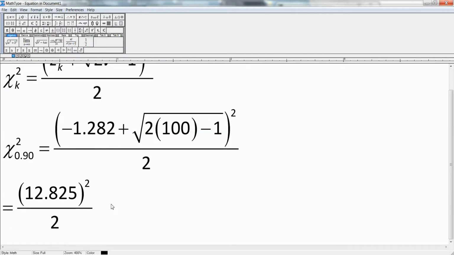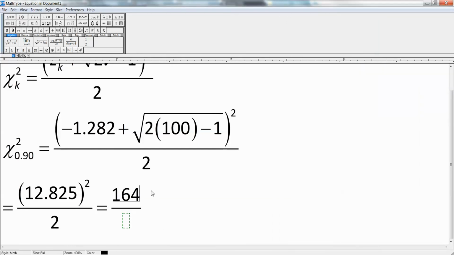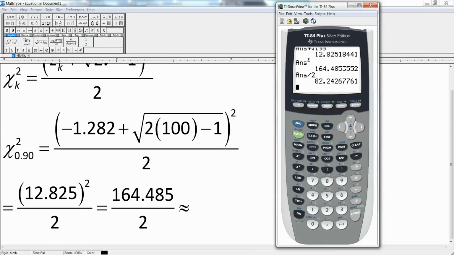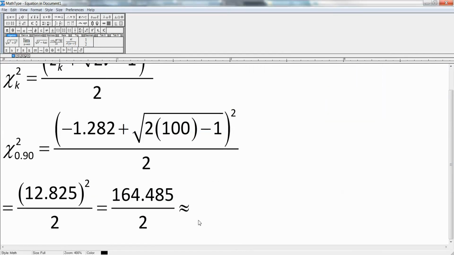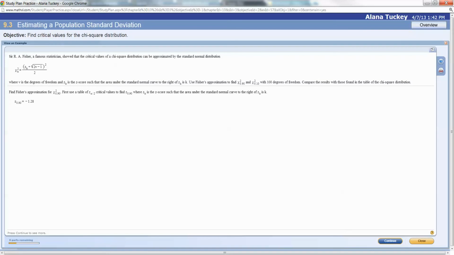So let's see, this was equal to 164.485 divided by 2, which is approximately equal to 82.243 or so. All right, now let's see if that matches, hopefully it does, with what they say.